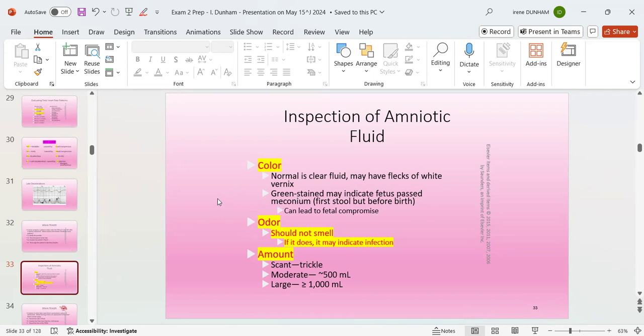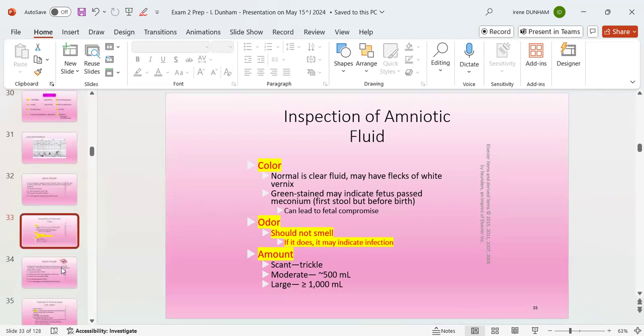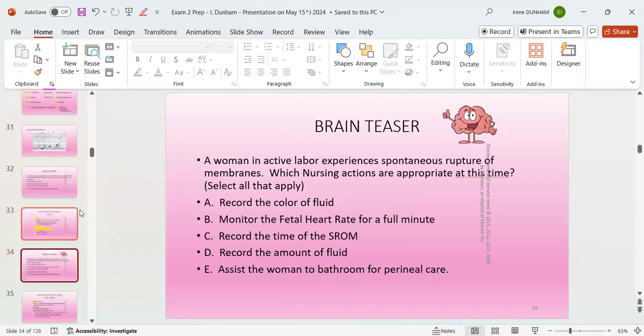Okay. Should the amniotic fluid have an odor? No. What if it has an odor? What happened? Infection. Yes, infection. Good. So that's a good question too, isn't it?